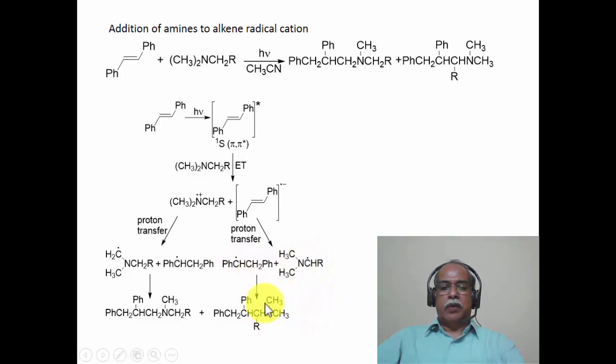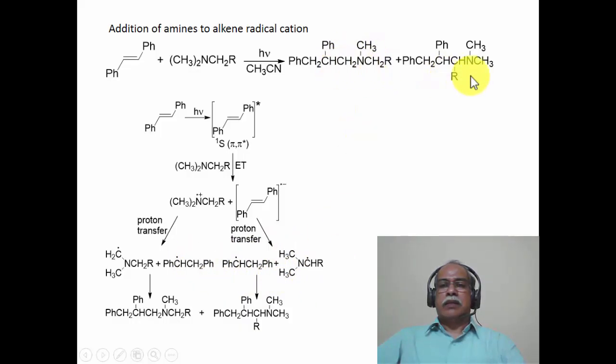Since these are happening probably in a solvent cage, the solvent separation does not take place. As a result, the combination of these two carbon-centered radicals to produce the hydrocarbon does not take place efficiently, because it has to come out of the solvent shell in order to meet this partner, and that does not take place readily. Only these tertiary amine products are formed during the course of the photoinduced electron transfer process.